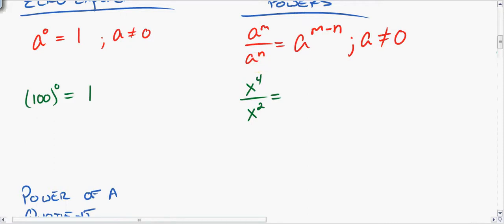So the scenario that we're going to work with is x to the 4th divided by x squared. So that's equal to x to the 4 minus 2 power, which is equal to x squared.